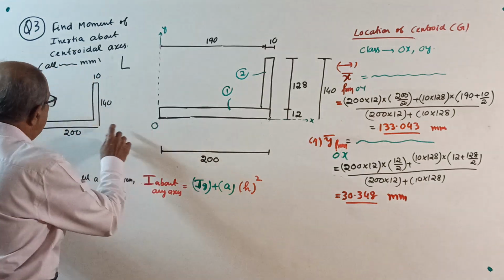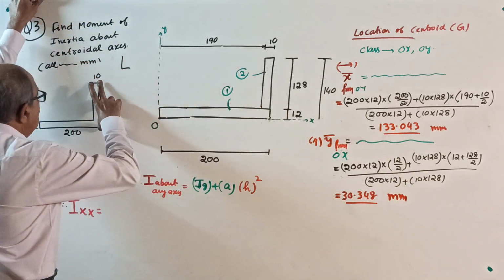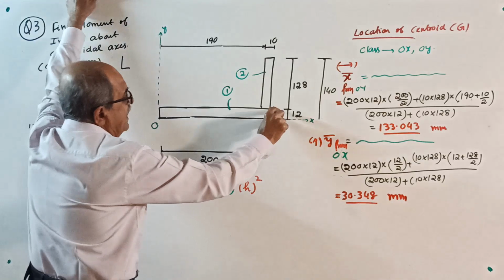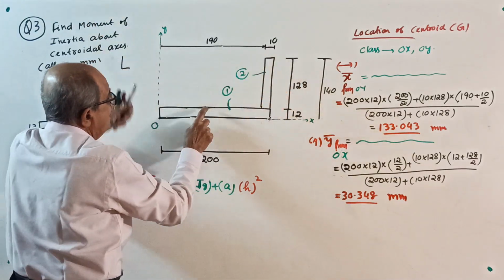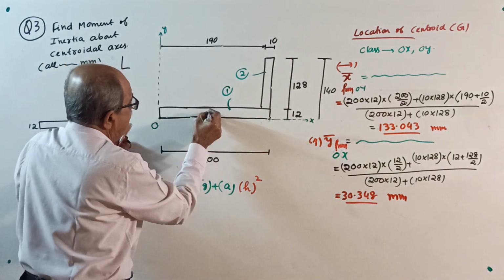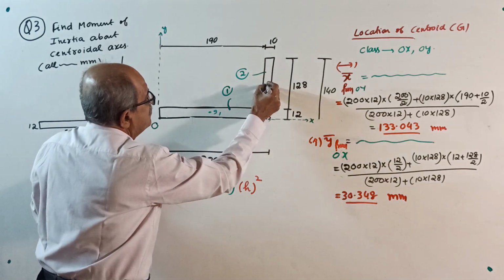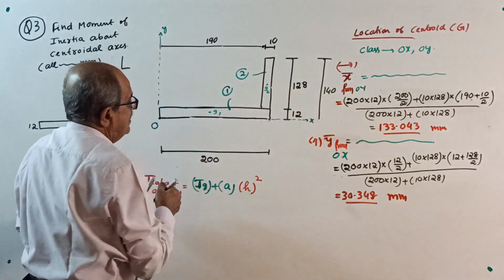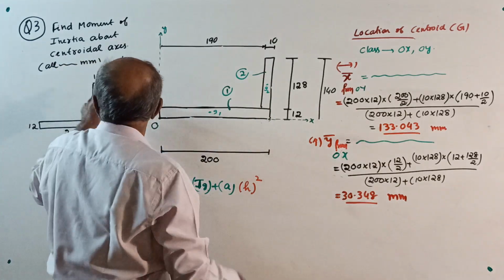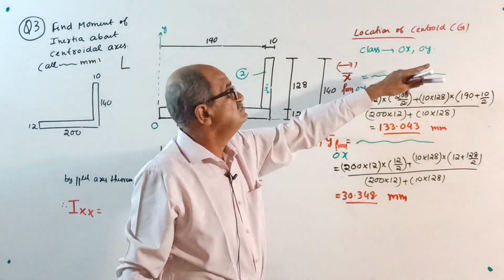Okay, start. We will divide horizontal here. 200 by 12. This is 140. 12 less, subtract 12, 128. Figure 1, figure 2, or part 1, part 2. See, centroid G1, centroid G2. Now, since they want moment of inertia about centroidal axis, first you have to locate centroid.